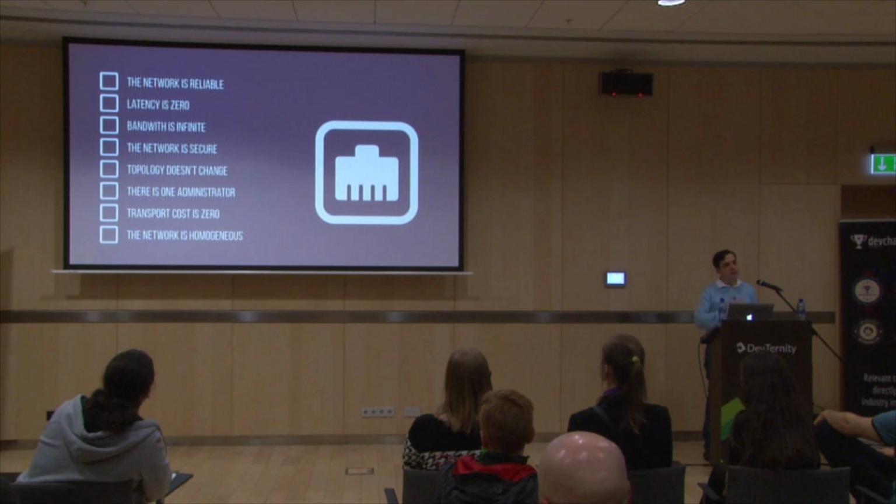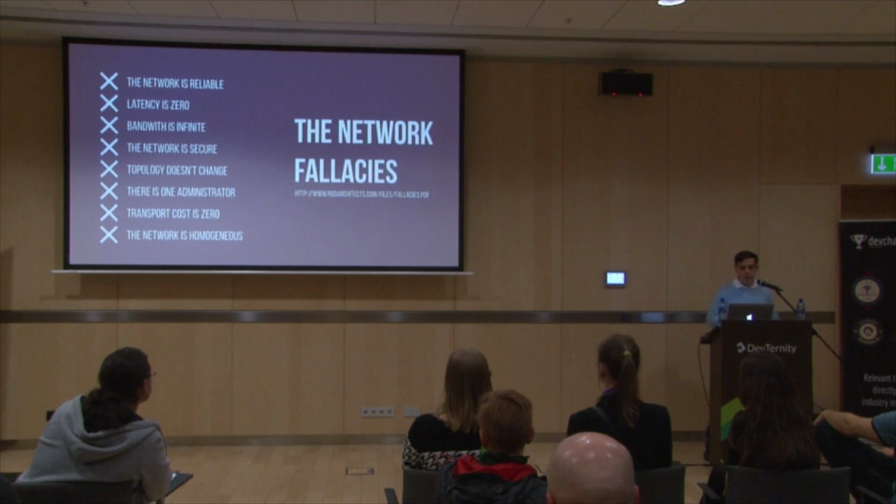Latency is 0, it's also not the case. So if a method call takes 5 milliseconds and a network call takes, let's say, 200 milliseconds, you have still a multiplier of 40 times. So even though the latency might sound very small, it's still way bigger than a local method call. And these are the network fallacies.